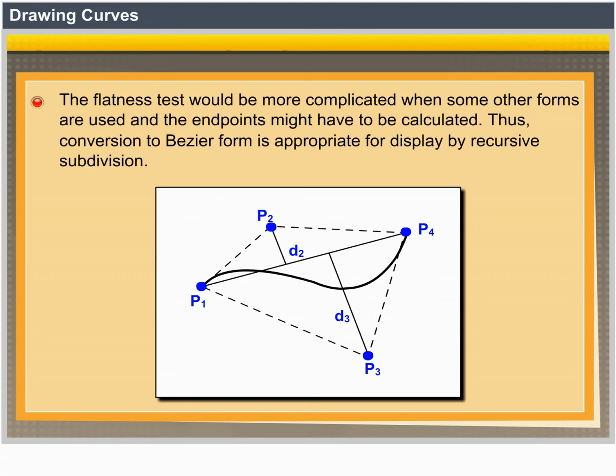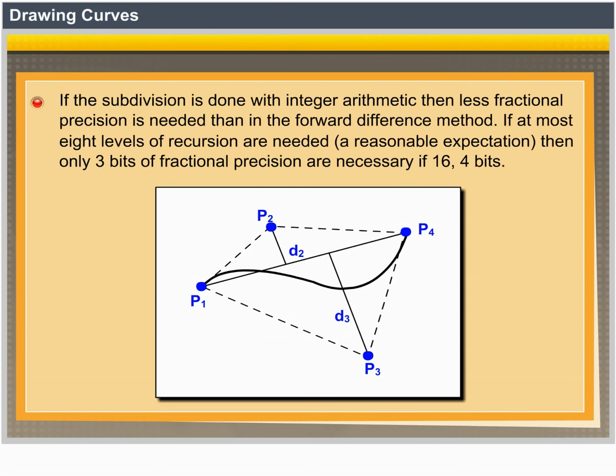Were some other form used, the flatness test would be more complicated and the endpoints might also have to be calculated. Thus, conversion to Bezier form is appropriate for display by recursive subdivision. If the subdivision is done with integer arithmetic, less fractional precision is needed than in the forward difference method. If at most 8 levels of recursion are needed, a reasonable expectation, only 3 bits of fractional precision are necessary. If 16, 4 bits.